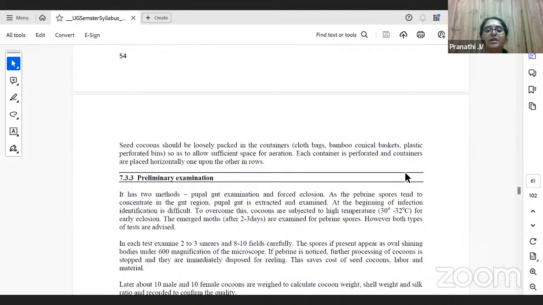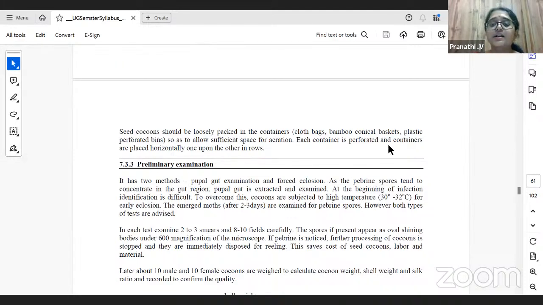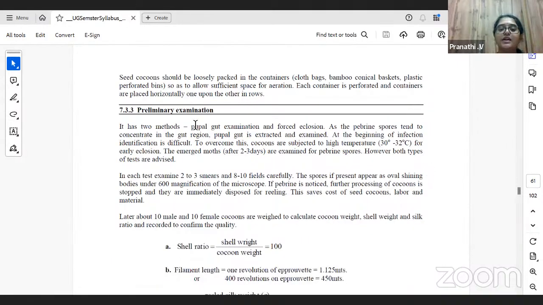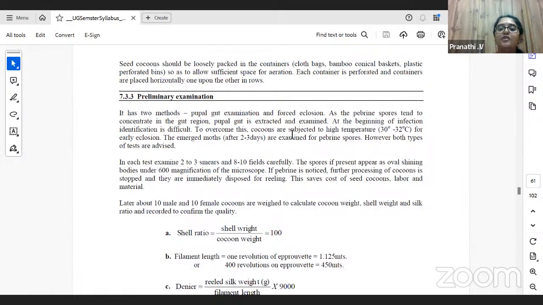Seed cocoons should be loosely packed in containers, that is cloth bags, bamboo baskets, etc., perforated so that there is a lot of aeration, air going through and coming, and the containers are placed horizontally in rows. And preliminary examination, like I told you, is pupal gut examination and forced eclosion. Pebrine spores are going to be in the gut region, so you take the pupal gut and examine it under the microscope.